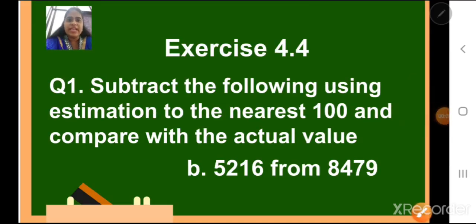Children, take out your textbook and your notebook. We are going to start with exercise 4.4. The first question is: subtract the following using estimation to the nearest 100 and compare with the actual value. Children, note down the question in your notebook properly. We are going to do B1. B1 is 5,216 from 8,479. We are going to solve the B question in our notebook.